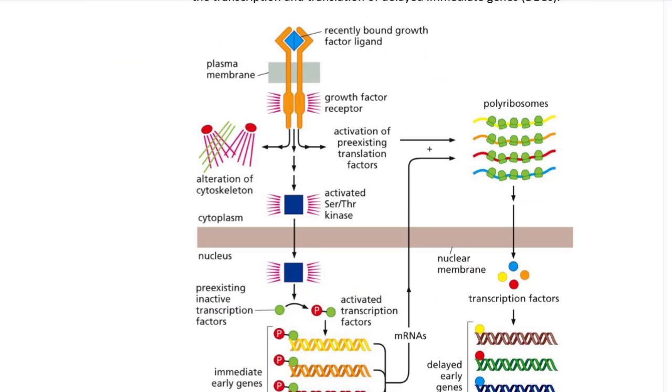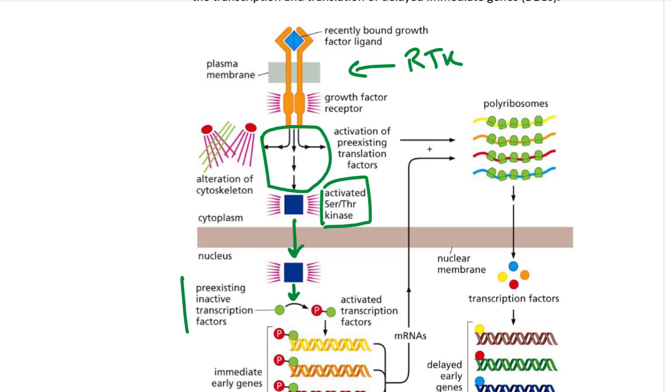So here we have the activation of an RTK. And this leads to activation of downstream proteins and the RAS pathway, the MAP kinase pathway, for example. And one of the things that will get activated is a serine threonine kinase, for example, ERK1 and 2. And they will go ahead and activate pre-existing inactive transcription regulatory proteins, or transcription factors.